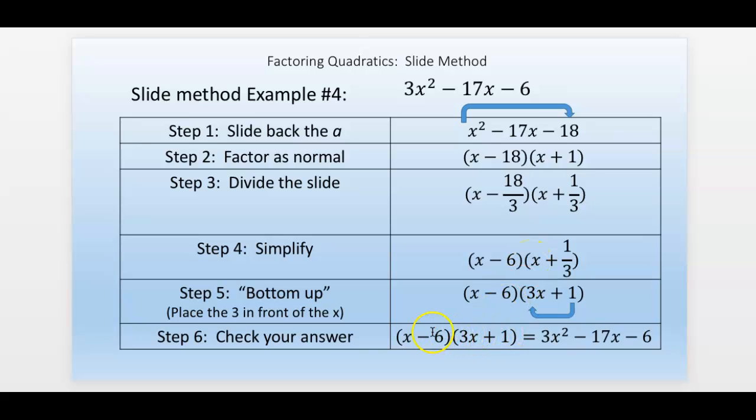And you can check your answer. Double check your answer. Look at the first term. All right, and look at the last term. That's a good way to do it real quick. 3x times x, yep, that's 3x squared. And negative 6 times 1, yep, that's negative 6. Don't worry, guys. We'll practice this a couple days, and you'll hopefully get good at it.